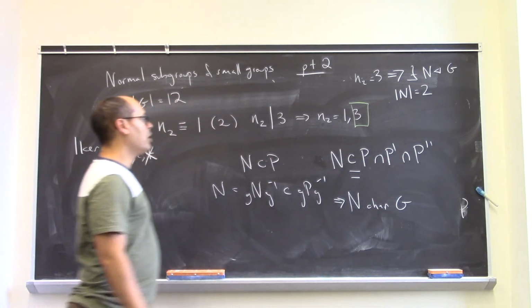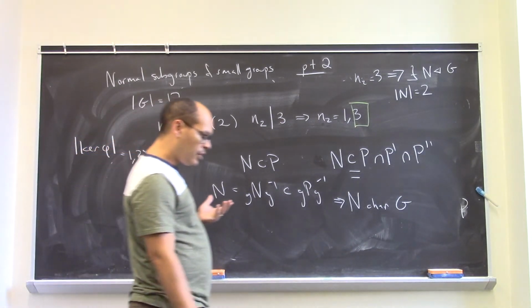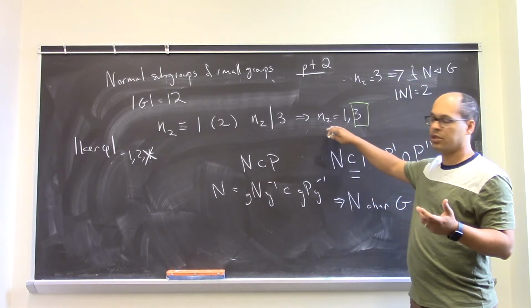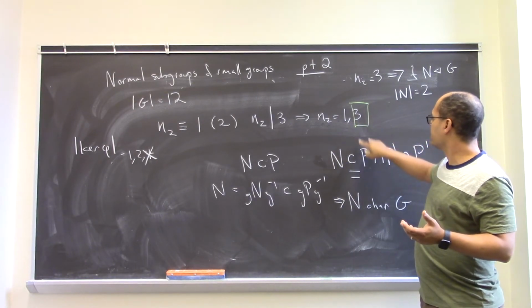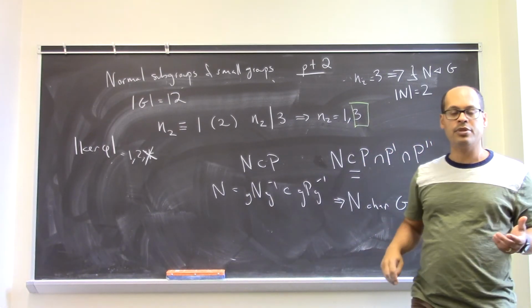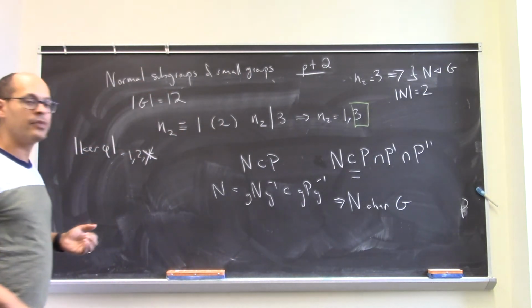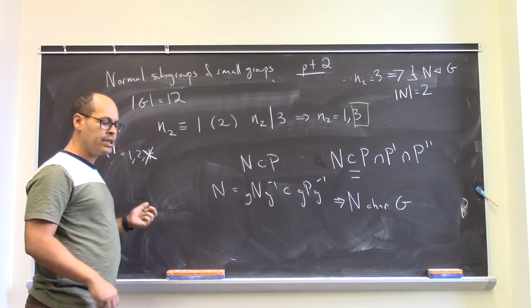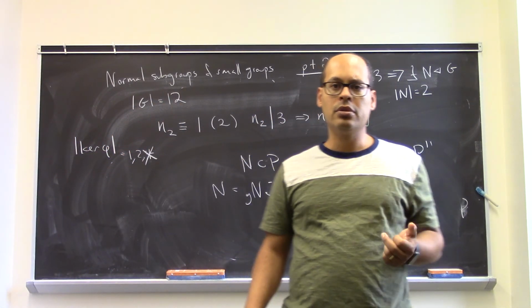Okay? So in fact, a group of order 12 either has a Sylow 2 subgroup which is normal and therefore characteristic, or if it doesn't, the intersection of the Sylow 2 subgroups gives me a characteristic subgroup of order 2. So a group of order 12 always has a characteristic subgroup of either order 4 or order 2.